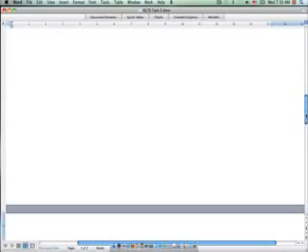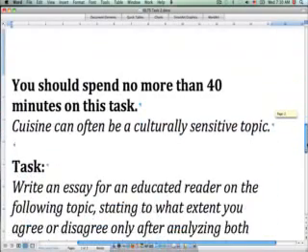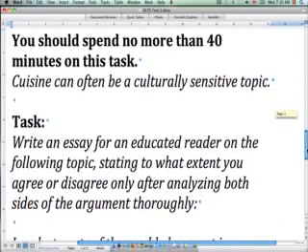Recently, a student sent me this question, and they were asking how to respond to the question correctly. So if we look at it from the beginning, it says, you should spend no more than 40 minutes on this task. Cuisine can often be a culturally sensitive topic.